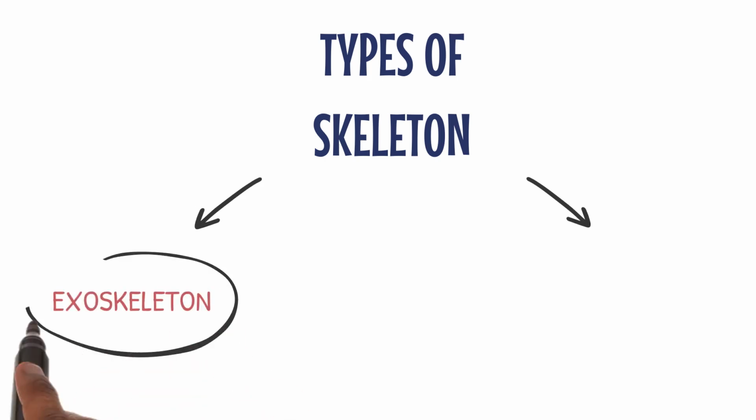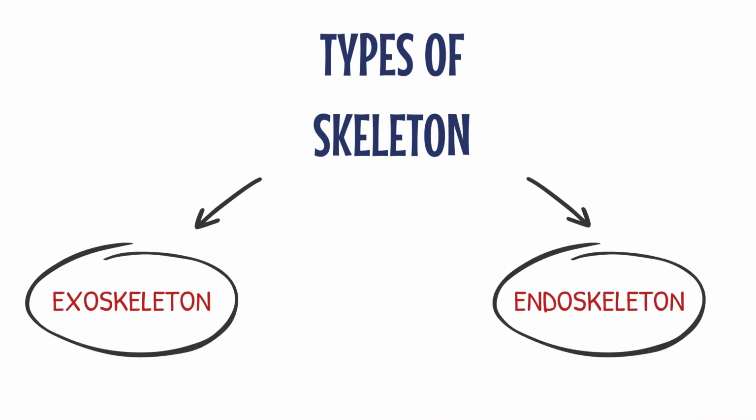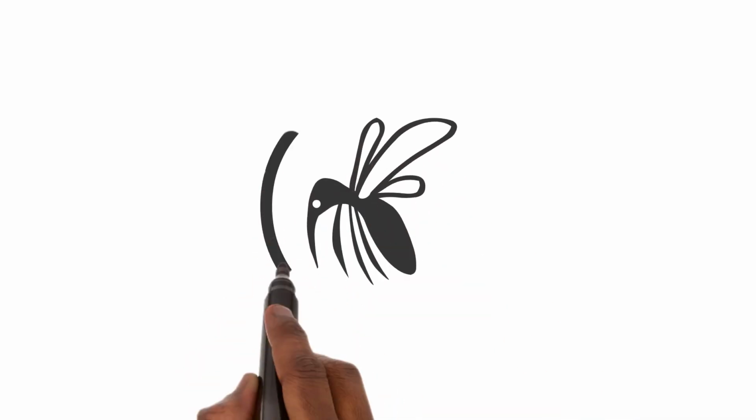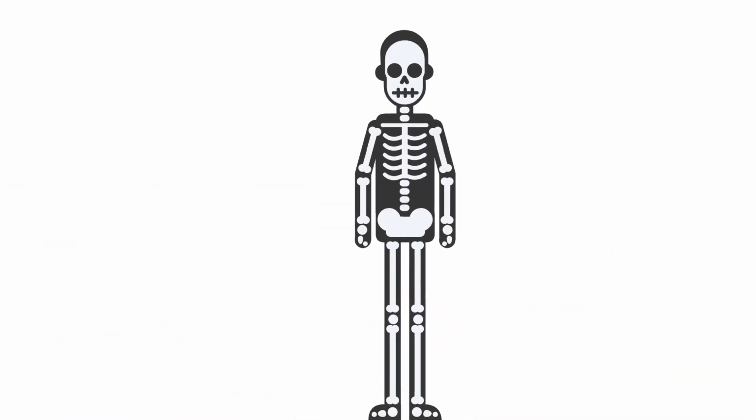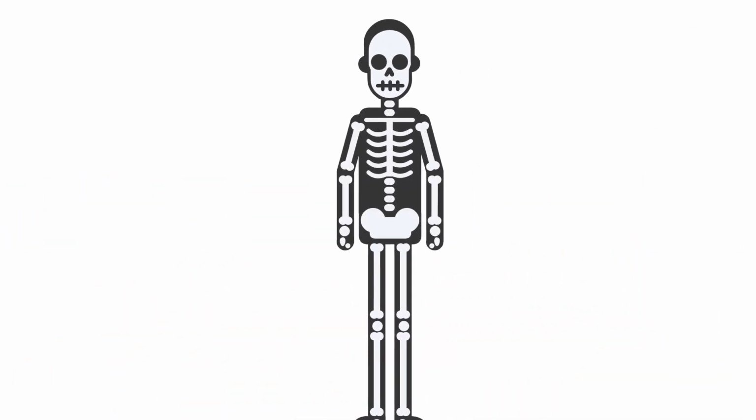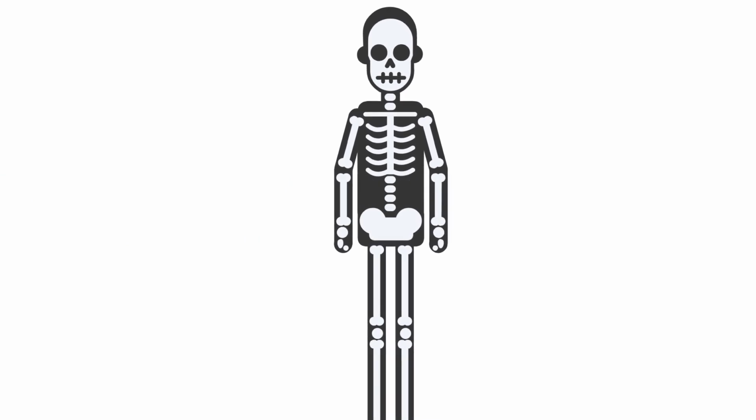Now, let's start with the types of skeleton. There are two main types, the exoskeleton and the endoskeleton. An exoskeleton, like the one found in insects, is a hard outer covering that provides support and protection. On the other hand, an endoskeleton, just like ours, is an internal framework of bones.